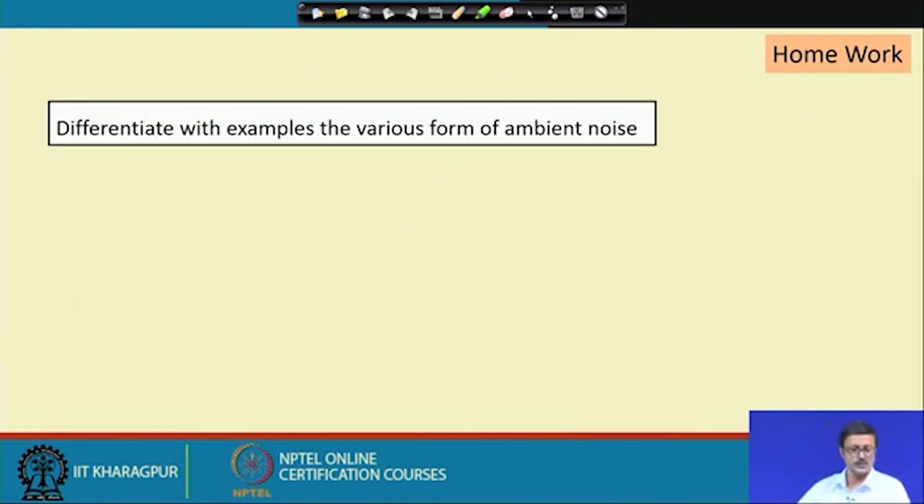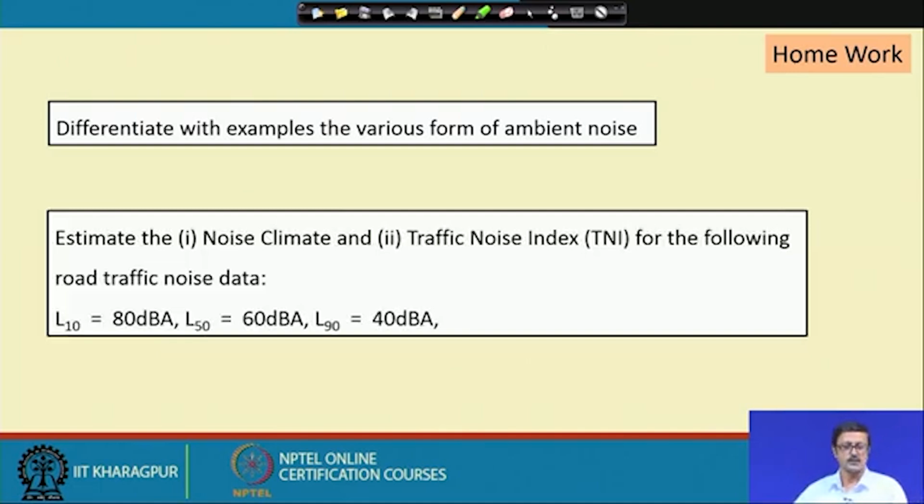So, at the end of this lecture number 2 of our environmental acoustics, again I have some homework for you. These are some theoretical questions. First, differentiate, with examples, the various forms of ambient noise. The second one is to estimate the noise climate and the traffic noise index, that is TNI, with the following data. If L10 is 80, L50 is 60 and L90 is 40 dBA, find out what the noise climate is and what the traffic noise index is.